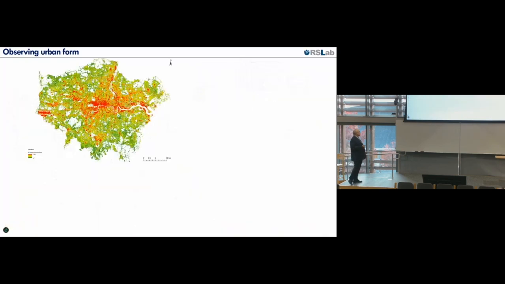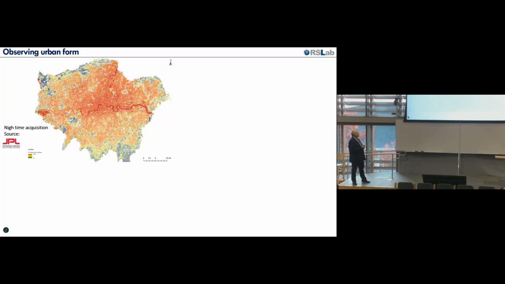Speaking about temperature, you may recognize this map. It's the GLA, Greater London Authority. With red is the high fraction of impervious areas. With green is the lower fraction. So we have a higher fraction of impervious areas here. And you see that this is in line with the nighttime acquisition from the ASTER satellite at 100 by 100 meters.